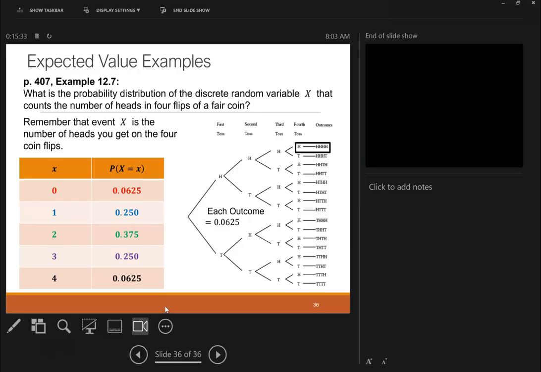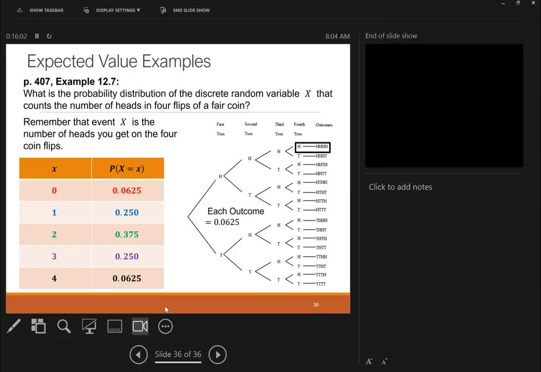And there's that. Okay. So the hardest part about this was making sure to draw the tree diagram so you can figure out how many different ways you can get 0 heads or 1 head or 2 heads or 3 heads or 4 heads. Because that turns out to be the hardest part about this, right? Is making sure you account for that. That this stuff can happen more than one way.